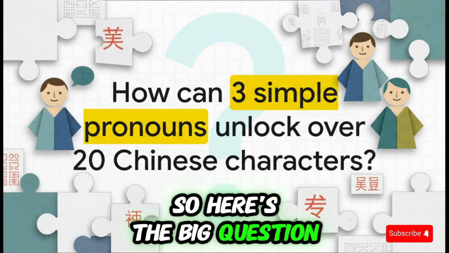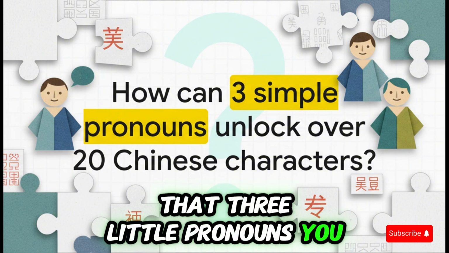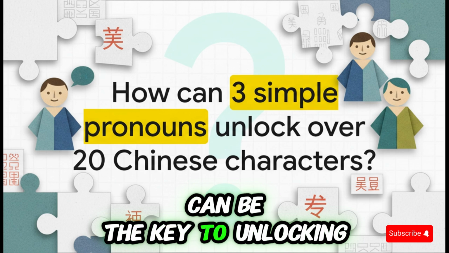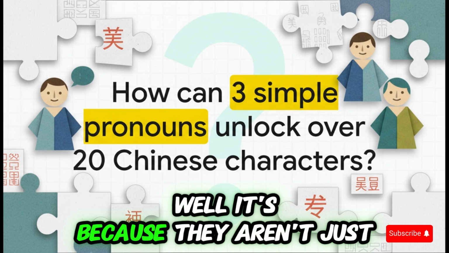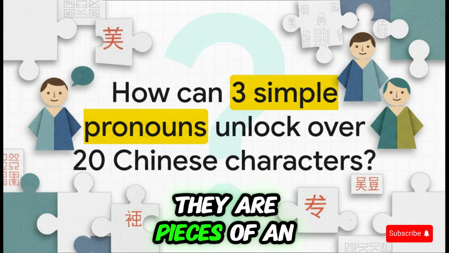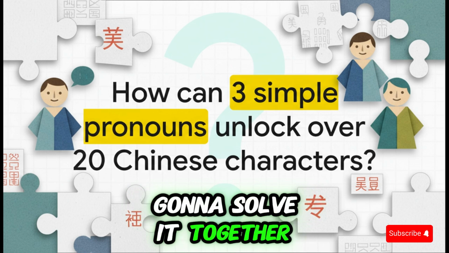So here's the big question. How is it even possible that 3 little pronouns, you, I, and he, can be the key to unlocking over 20 different Chinese characters? Well, it's because they aren't just random words. They are pieces of an absolutely brilliant logical puzzle. And we are going to solve it together.